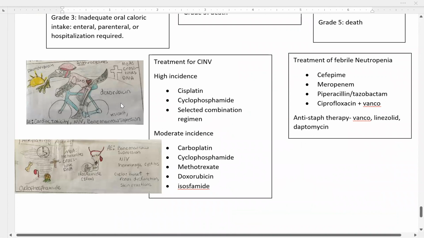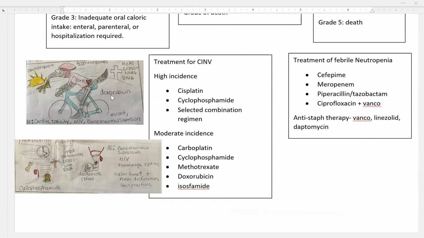Doxorubicin, which is here. I have doxorubicin as an anteater because this is an anthracycline. That's the drug category. So it's an anteater that is riding a bicycle, anthracycline, and he has on his shirt OXO for doxo, DOXO, rubicin.